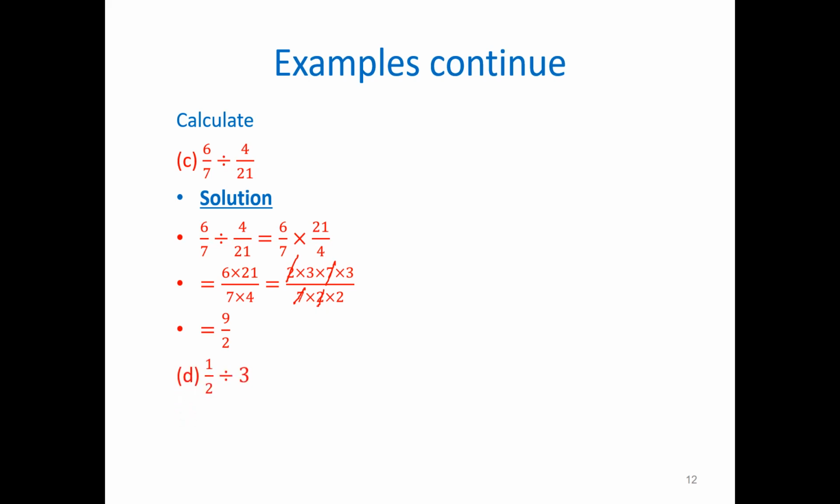Okay, another question is half divided by 3. Again, this is 3, we can write it as 3 by 1. So the question becomes half divided by 3 by 1. Now we have to convert this operation to multiplication. So 1 by 2 we write it, and then the division becomes multiplication, and then we have to invert the second fraction. Always we have to invert the second fraction. So the second fraction becomes 1 over 3. And then you multiply the numerators. 1 times 1 is 1. 2 times 3 is 6. So the final answer will be 1 over 6.